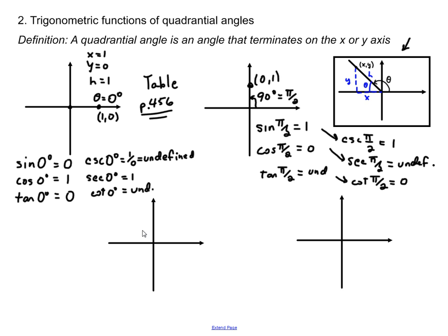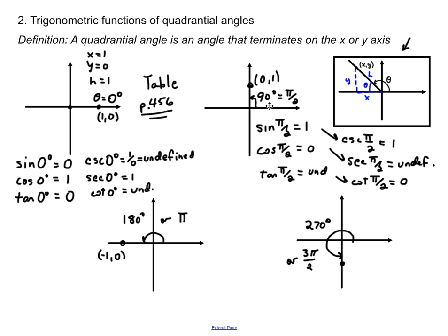Further angles that we will deal with: back over here at -1, 0, we're talking about a straight angle, that is to say 180 degrees, also known as pi. Check out your table for those values. And the other quadrantial angle that we need to know is 270 degrees, which is the same as saying 3 pi over 2.